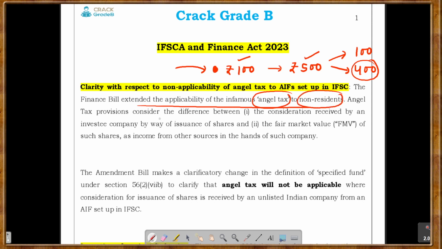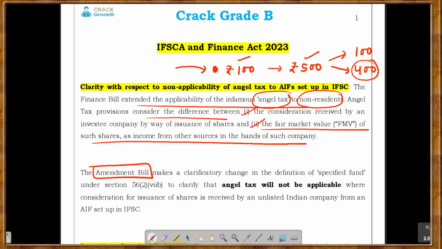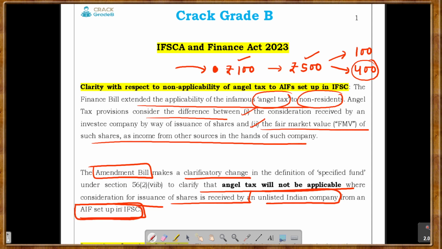Fine. So angel tax provisions consider the difference between the consideration received by the investee company by way of issuance of shares and the fair market value of such shares as income from other sources in the hands of such company. Now the Finance Act's Amendment Bill gave us a clarification. It said that angel tax will not be applicable where consideration for issuance of shares is received by an unlisted Indian company from an AIF set up in IFSC.